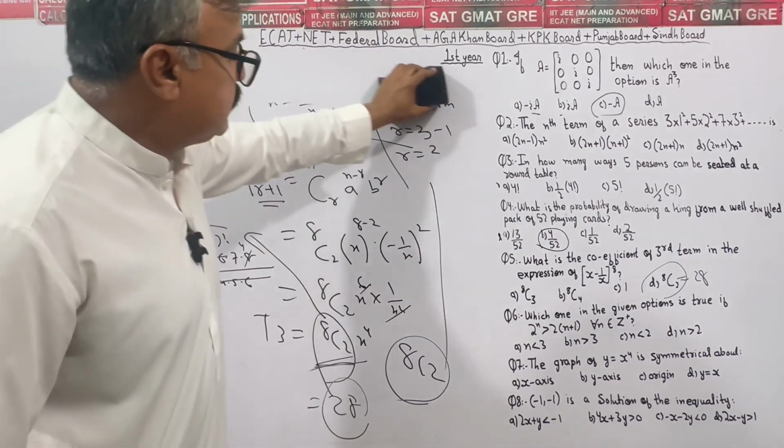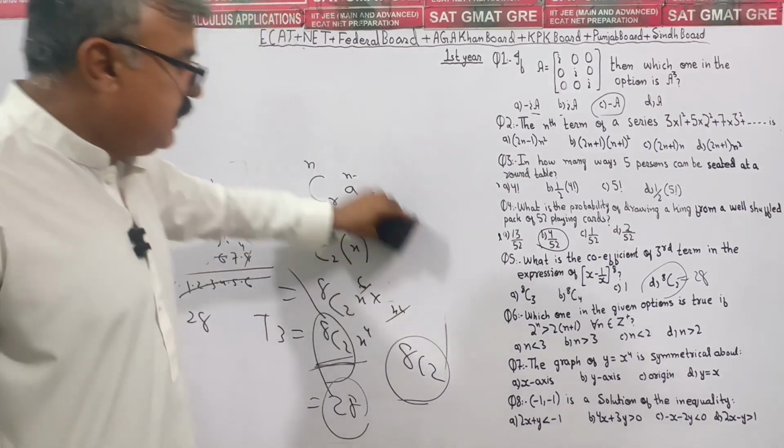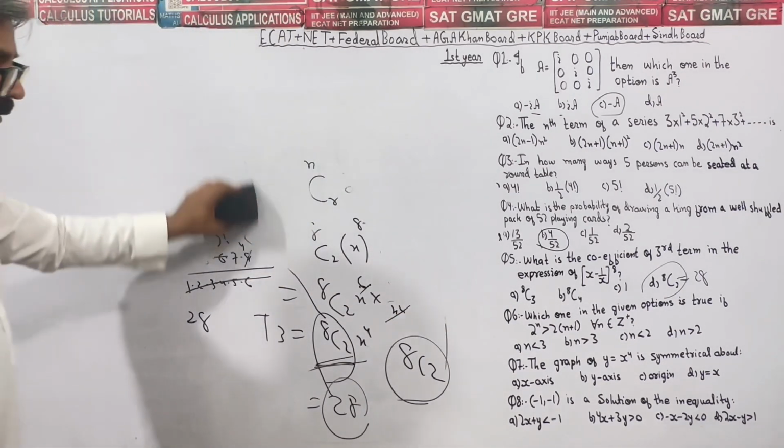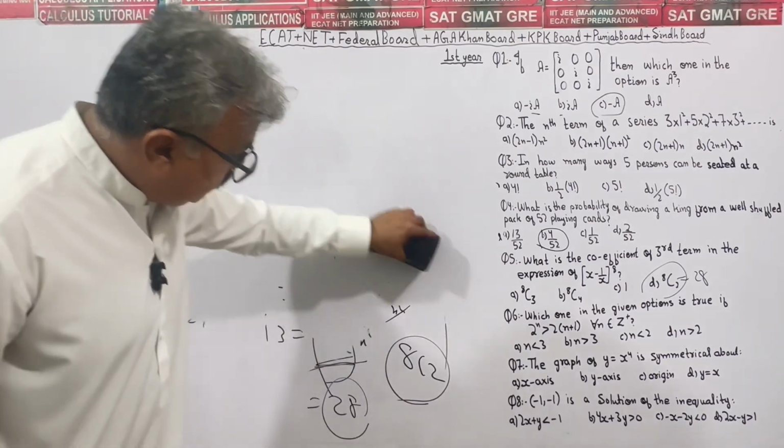Inequality is given to us. Hunt the value of n when it is true. The inequality is 2 raised n is greater than, strictly greater than 2 times n plus 1.